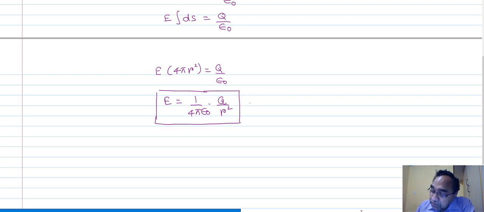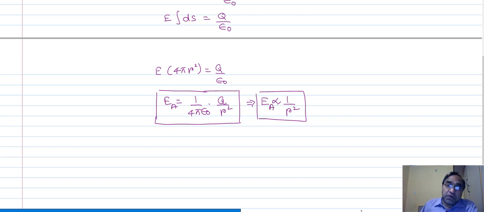In other words, we can say electric field intensity is inversely proportional to square of the distance. This is what we have for E at A.